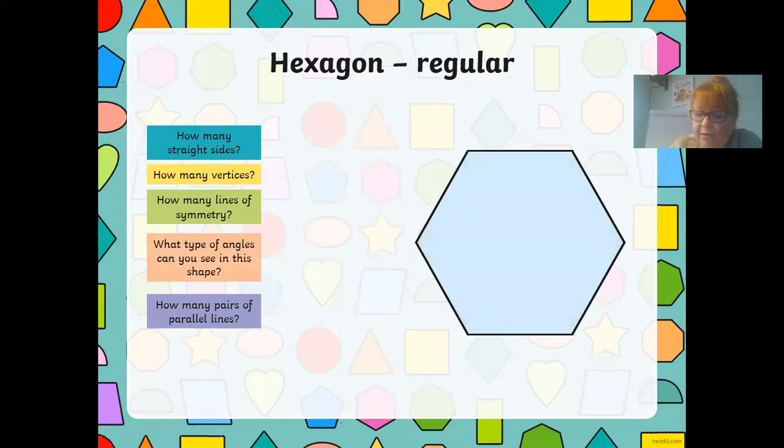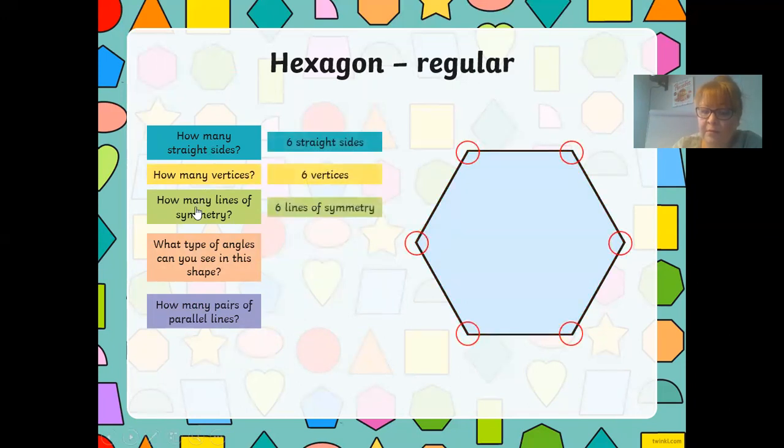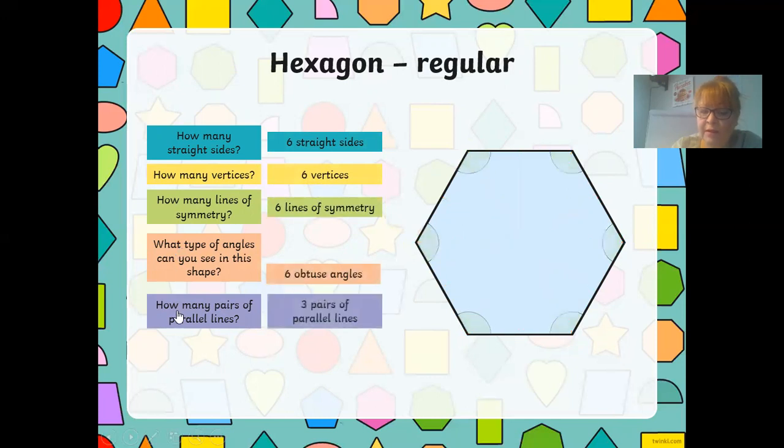So hexagon, you should be able to work that out now. 6 sides, 6 angles, 6 corners, 6 lines of symmetry. So 6, 6, 6, 6 obtuse angles, and it's got 3 pairs of parallel lines that you could see on the video there.